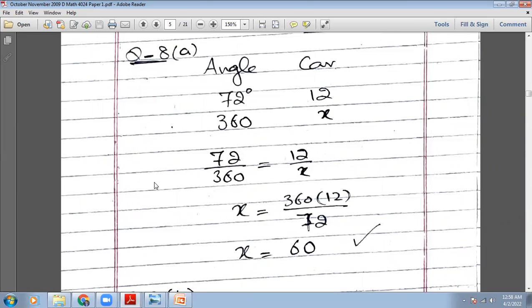So the 72 degrees means 12 cars. 360 means how many cars? So you will have 72 divided by 360 equals 12 divided by x. So x equals 360 multiplied by 12 divided by 72. So 72 fives are 360, and 5 multiplied by 12 will be 60. So there are a total of 60 cars which passed that house.